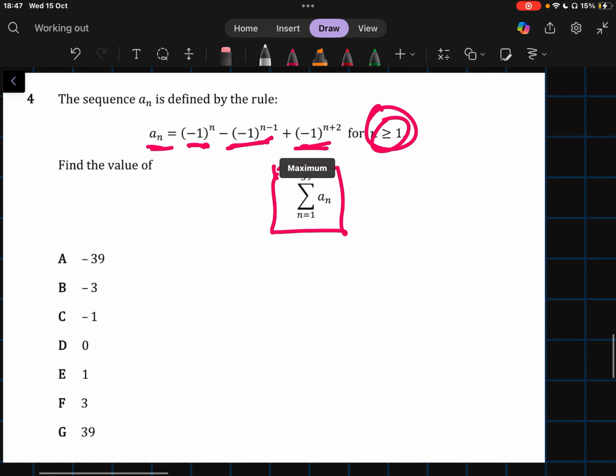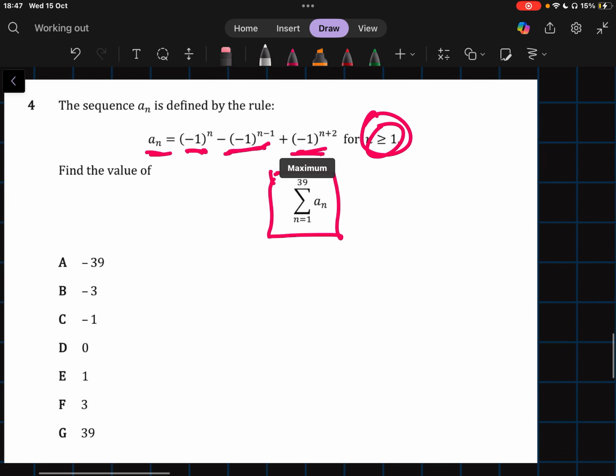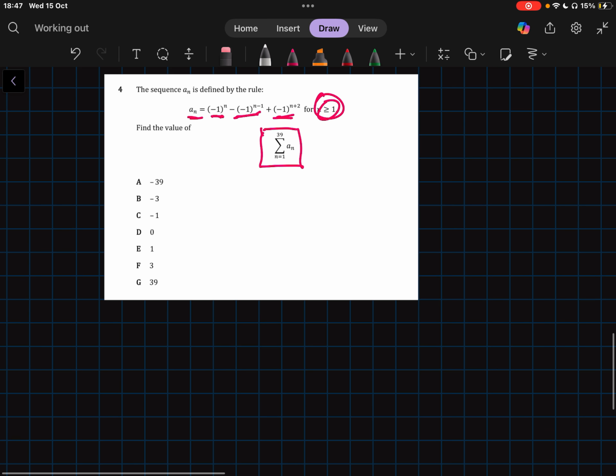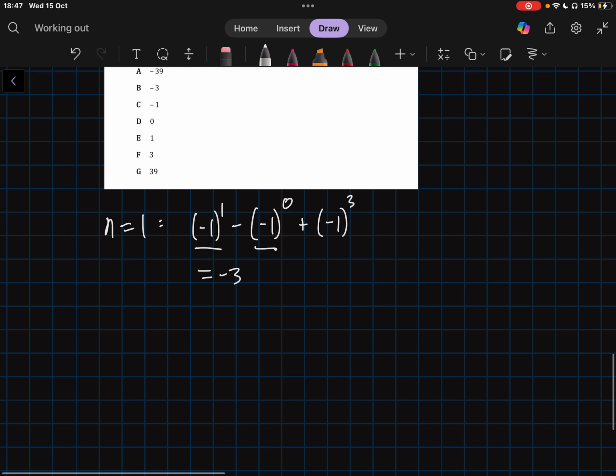By looking at this summation, I don't see an immediate way to evaluate it directly. So I'm going to start off by trying values of n. Let's try n equals 1. We're going to have (-1)^1 - (-1)^0 + (-1)^3, which equals minus 1, minus 1, and this is also minus 1, so it's going to be minus 3.